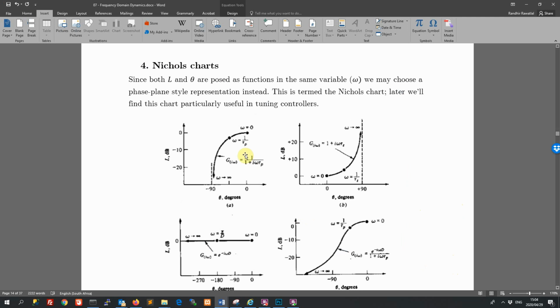So on our Nichols charts, we can read off values for L and theta, and we can graph out the curves that we get there.